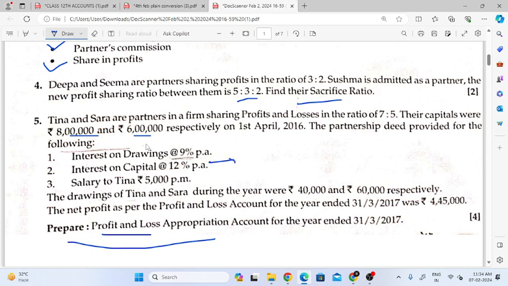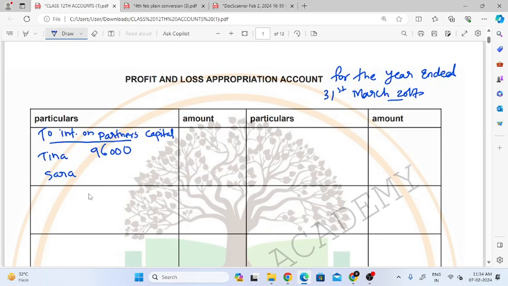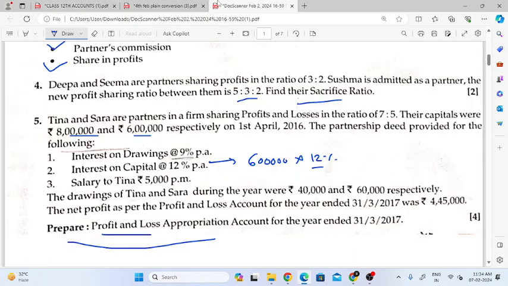So 6 lakh multiplied by 12%, which will give us 72,000. So the total of both, which comes to 1,68,000, we have to take in the outer column. Okay, so interest on capital is done. Now we'll move to the next.